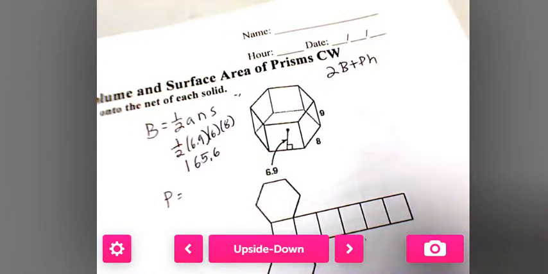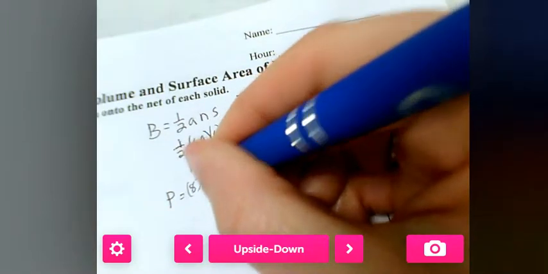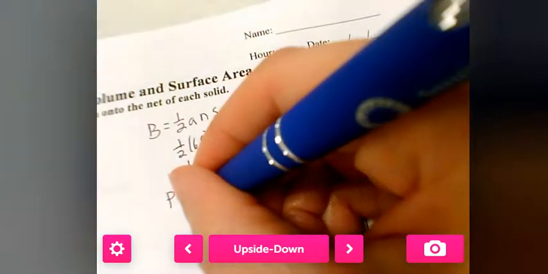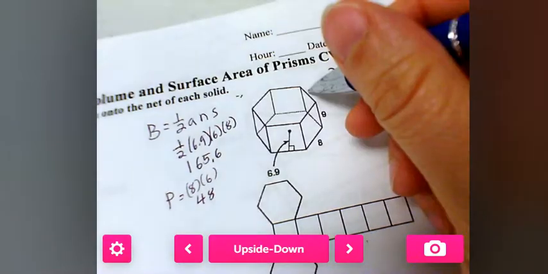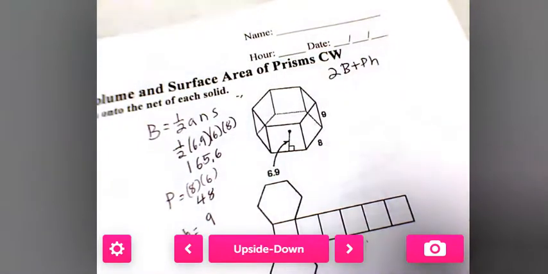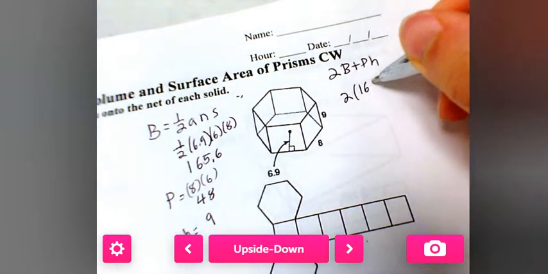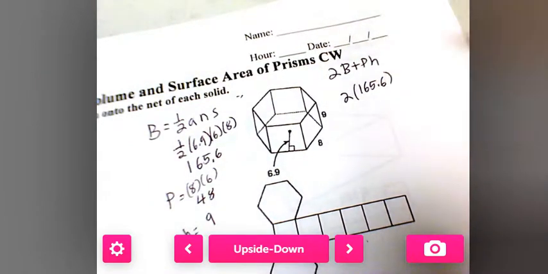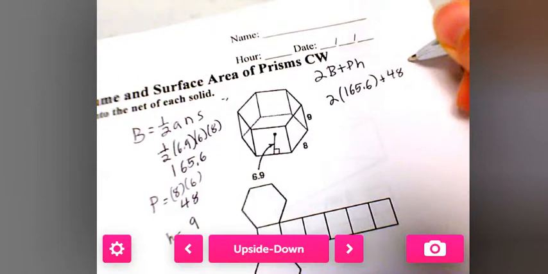We could do 8 plus 8 plus 8 plus 8 plus 8 plus 8, or we could do 8 times 6. And that gives me 48. Okay? And then the height, or the distance between the two bases, is 9. So we're going to go 2 times 165.6 plus the perimeter, which is 48, times the height, which is 9.